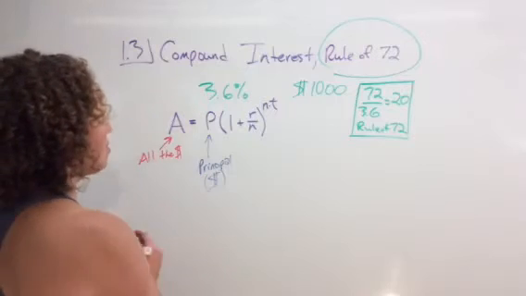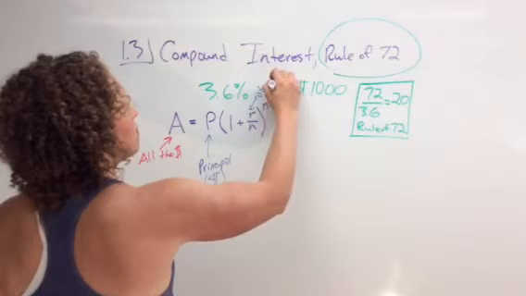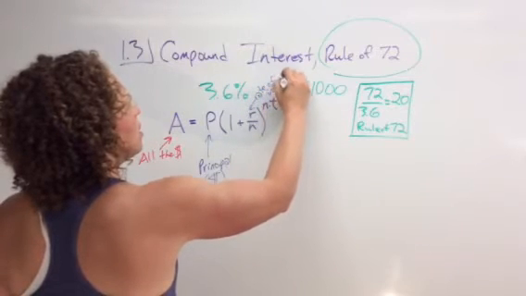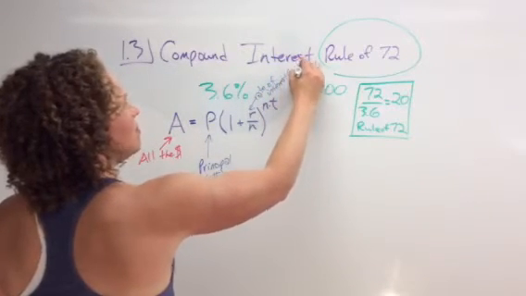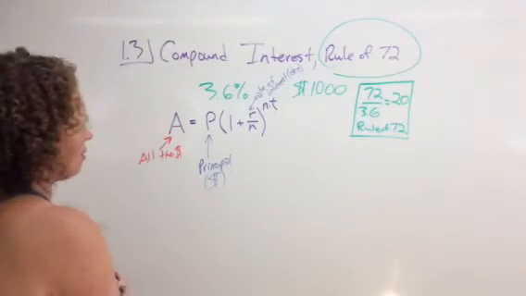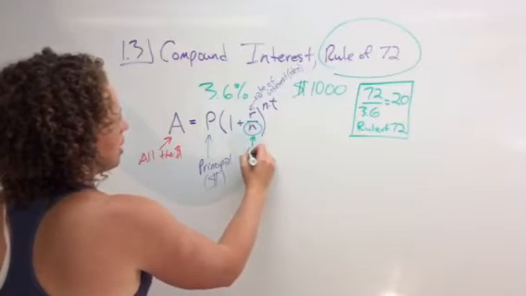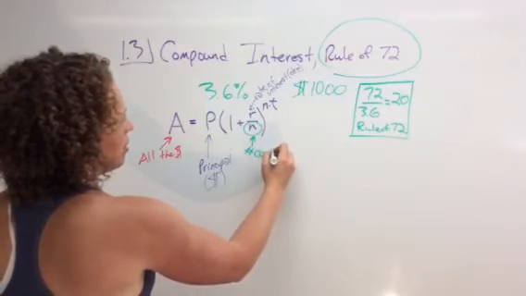Let's see, use this one again. That's your rate of interest, and it has to be a decimal, same as before. Now, n is kind of a different little monster. N is the number of times it's compounded per year.